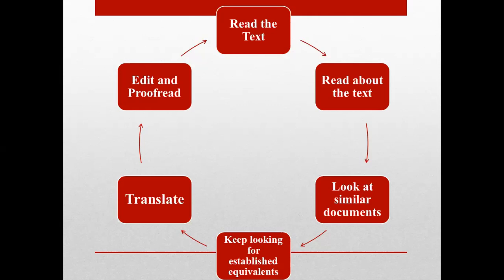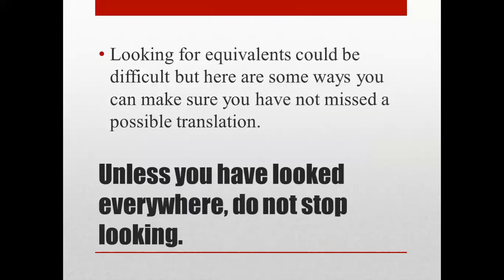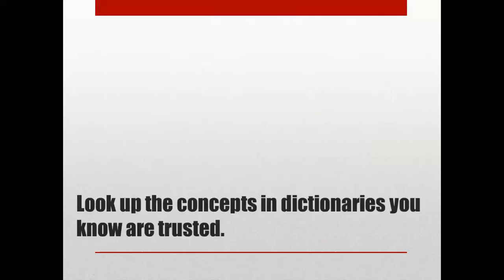You should also keep looking for equivalence to make sure that you've got the correct term in the target language. And then you start the actual translation. And once you're done, you edit and proofread. And then you read the text. And we said that the first step, which is read the text, is you read the source text. And the last step, when you read the text, you read the target text. I think we discussed these, right? We mentioned this and this. Okay.